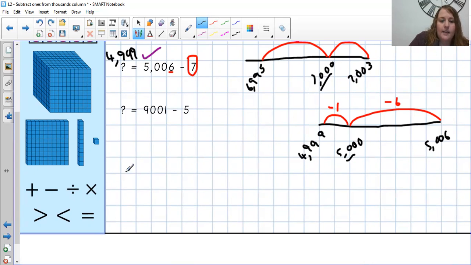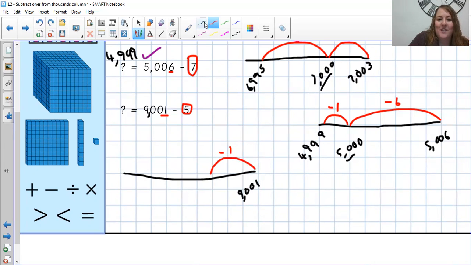Okay, last but not least, and one more number line over here. That one is really wonky, I apologise. Something equals 9,001 take away 5. So 9,001 is what I start at on my number line, and I need to take away 5 in total, but I'm going to start by taking away that 1. So, oh, that was a big jump for 1. 9,001 take away 1 is 9,000.